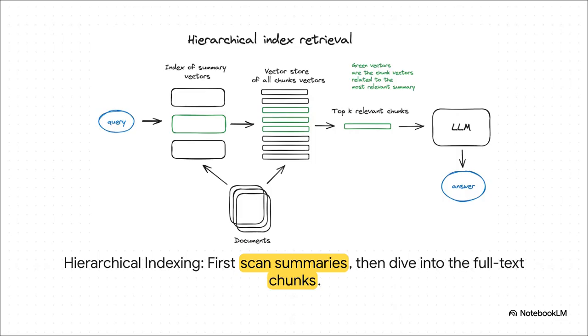One really great method is called hierarchical indexing. Basically, instead of having the AI read every single page of every single book, we have it scan a list of summaries first. It's like glancing at a table of contents to find the right chapter. Once it spots the most relevant summary, then it goes and dives deep into the full text. It's just so much faster and more precise.